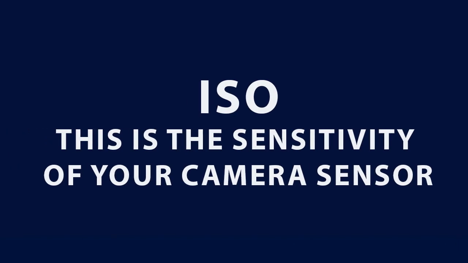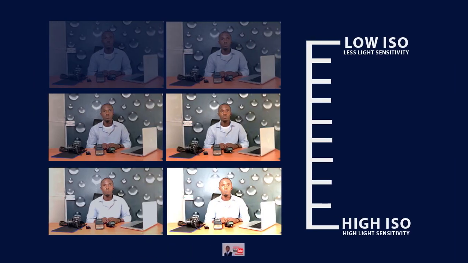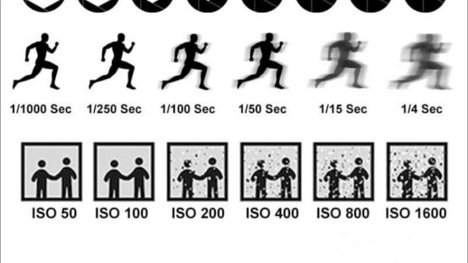ISO, this is the sensitivity of your camera sensor. The higher your ISO, the brighter your image. The lower your ISO, the less bright your image. Now when you're in an enclosed environment, like a building, or the weather is extremely not fair, you would need more light. So the higher the ISO, the more the light. The lower the ISO, the less the light. You get? So if you're in dark areas, you might want to increase your ISO to as much as 500, 800, 600, 1000, 1500, 2000, and so on and so forth.